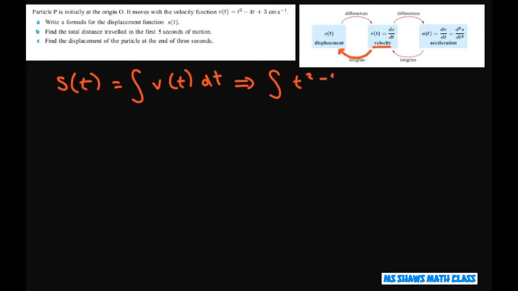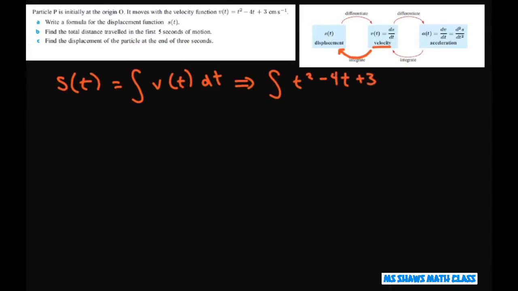So to get started, we're going to first find a formula. We basically need the displacement function. That means we're given the velocity, and to get the displacement, we have to integrate. So we're going to integrate v of t dt. And so that's really going to be the integral of t squared minus 4t plus 3.